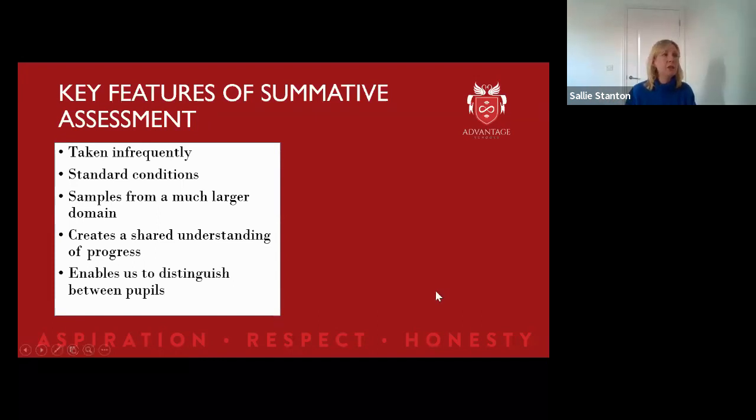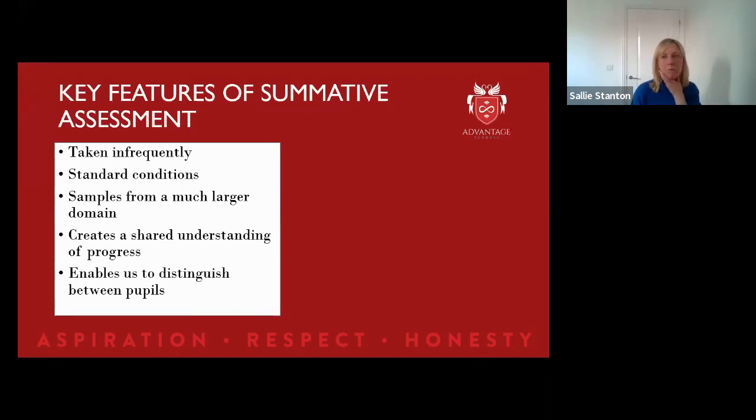In terms of in school, it's a good idea not to do summative assessment or summative style assessments more than twice a year. And we'll talk why a little bit later when we think about formative assessment. So I'm not going to say too much about that now.